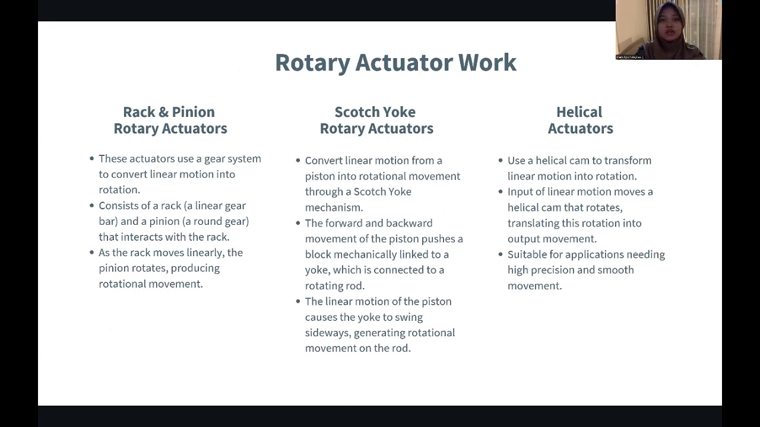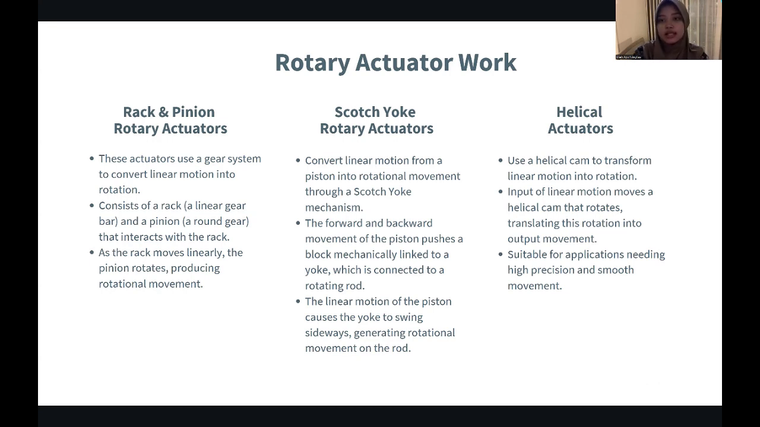Okay, next, Scotch yoke rotary actuators. Convert linear motion from a piston into rotational movement through a Scotch yoke mechanism. The forward and backward movement of the piston pushes a block mechanically linked to a yoke, which is connected to a rotating rod. The linear motion of the piston causes the yoke to swing sideways, generating rotational movement on the rod.